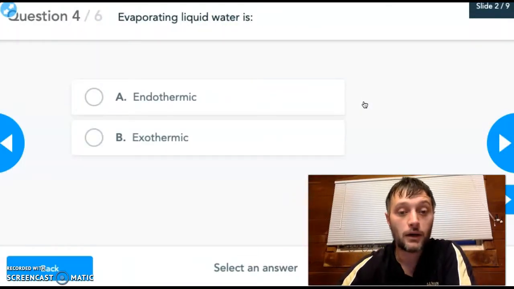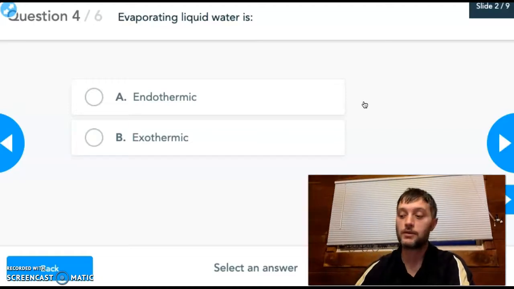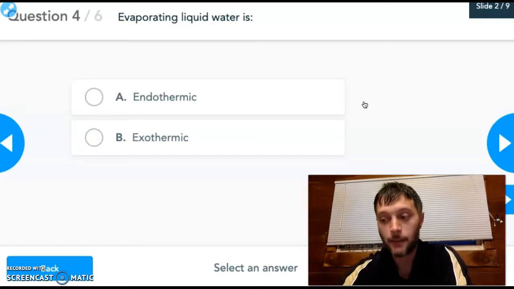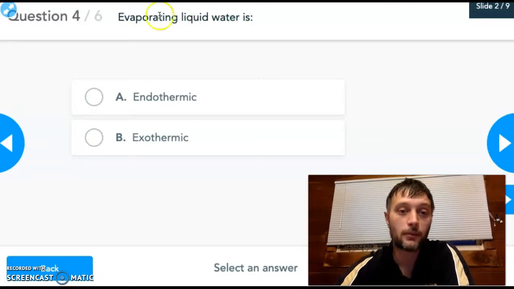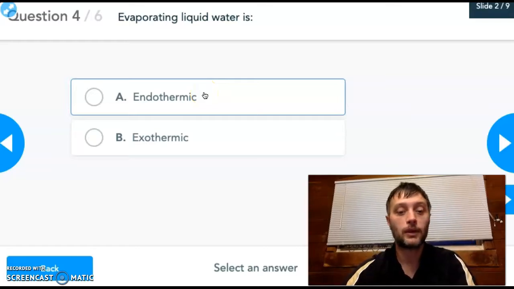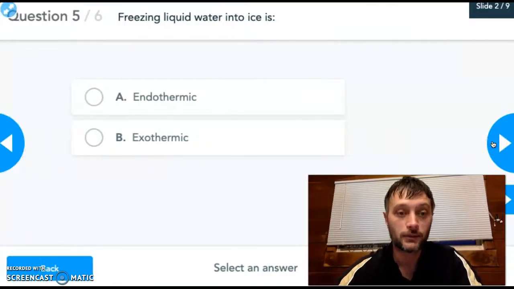Evaporating liquid water. Think about what's going on with the energy as water goes from liquid to gas. So think about what's happening with the charged particles as we go from liquid to gas. Number four, the answer is endothermic. Evaporating water is endothermic because energy is coming into the system. We're going from liquid water to gas, so gas moves around much faster than liquid, so energy must be coming into the system, so that must make it an endothermic reaction.